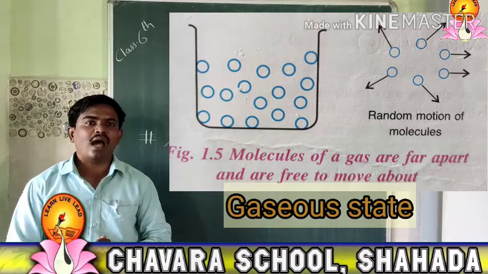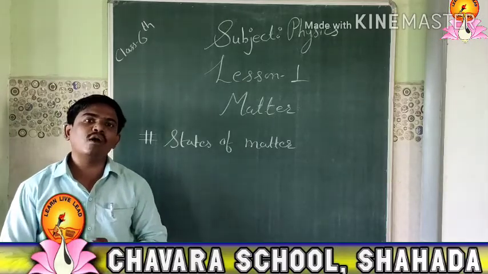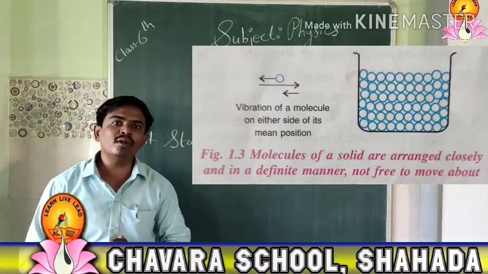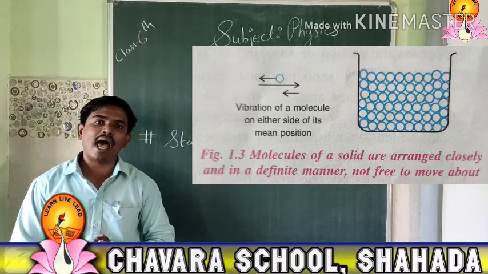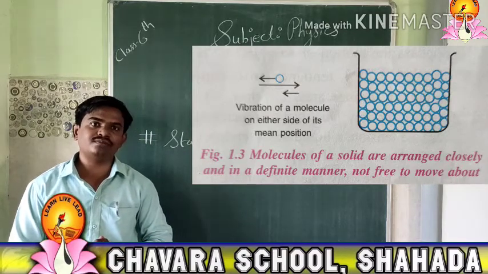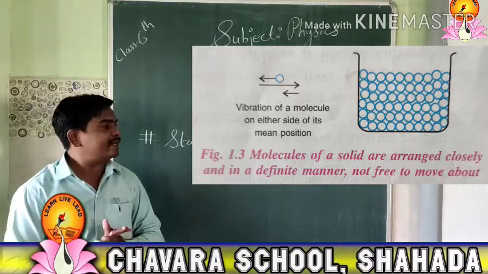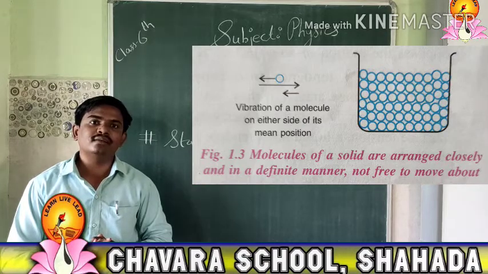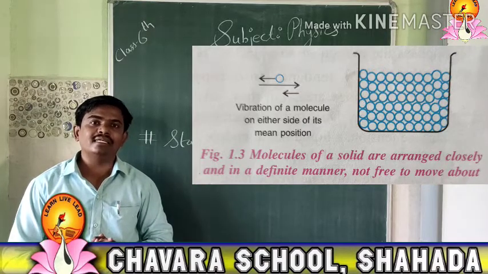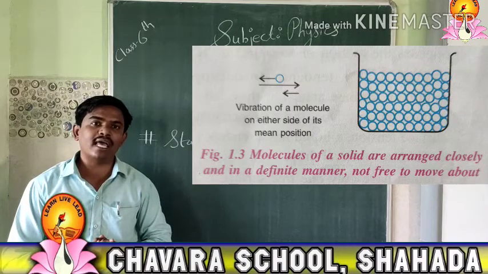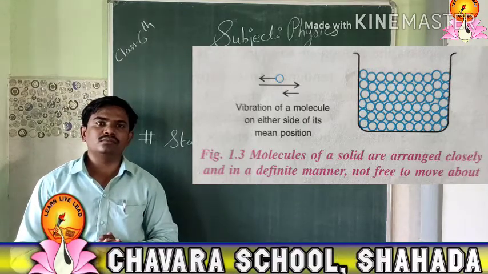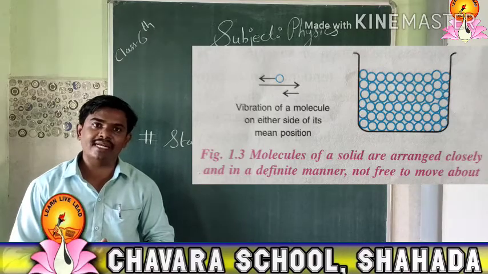Now students, I will teach you the molecular model of solid. So here you can see, in the molecular model of solid, the molecules have strong force of attraction and the space between the molecules is negligible. So we can say that the solids are rigid because their molecules are tightly and closely packed. Solids have definite shape and size.